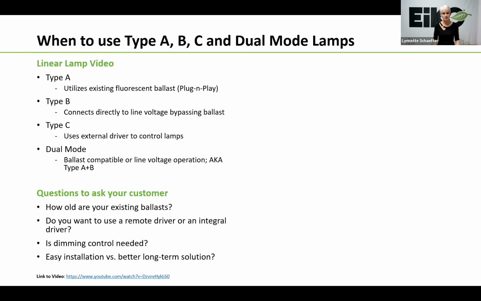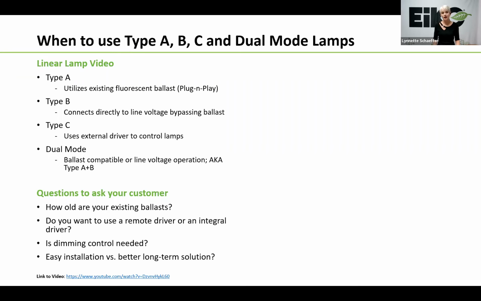You have to remove the existing fluorescent lamp. You would put in the type C lamp, and then you would actually replace the ballast that's in that fixture with this driver instead. And that driver can then operate 1, 2, 3, or 4 lamps, whatever it's rated for.